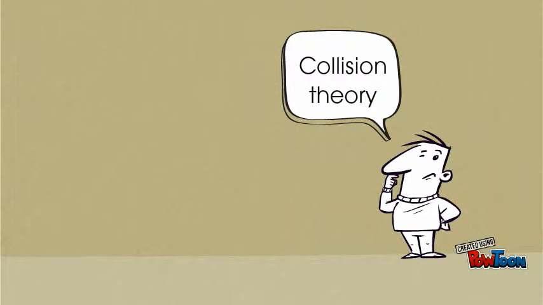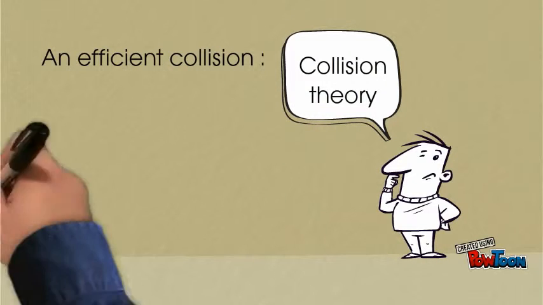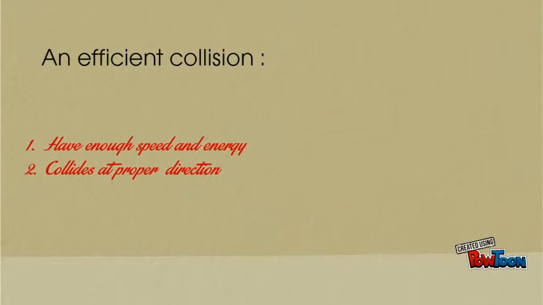The influence of these factors on the rate of reaction can be explained by collision theory. According to this theory, in order for a chemical reaction to occur, it must obtain effective collisions between the reacting particles. And effective collisions must meet two criteria. First, it must have enough speed and energy, and second, it needs to collide at the proper direction.